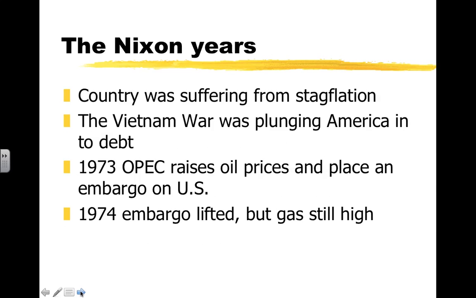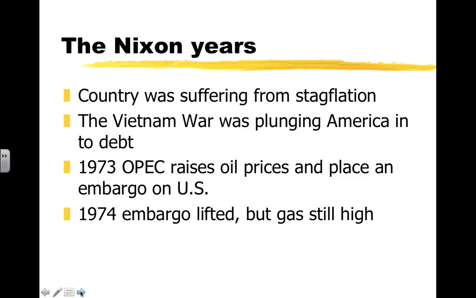Starting off, the Nixon years. The country was suffering from stagflation, again, an economic condition where there's a combination of rising unemployment and a rise in inflation. The Vietnam War was one of the causes of this, and that was, again, the money that was pumped in to fund the war had put the country in debt.